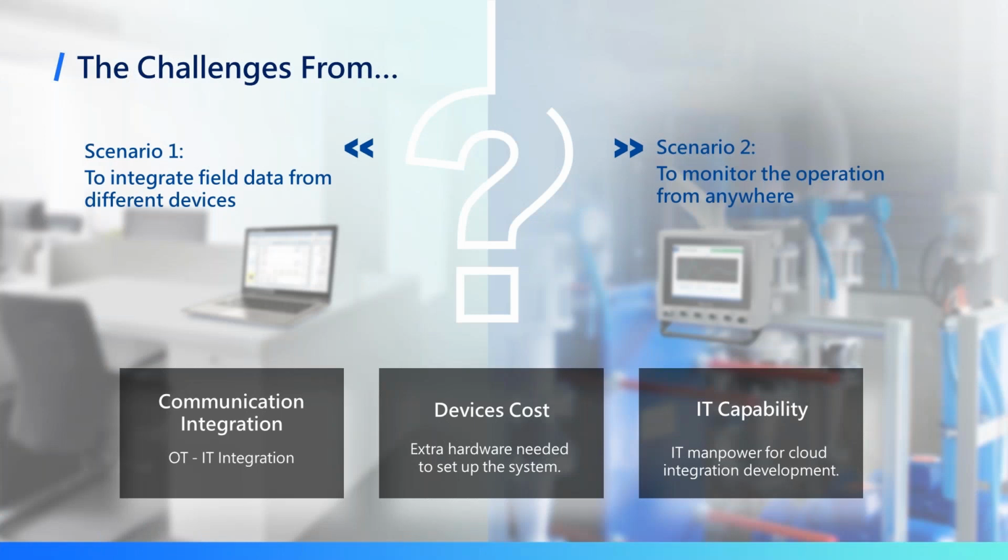Weincloud can help you or your customers in many ways. For example, here we have two scenarios. Scenario one is that Weincloud can help you integrate field data from different devices. Say you are a machine builder, and you have sold your machines to a lot of different factories, customers, and countries. Some of these machines are in Europe, and some are in Asia.